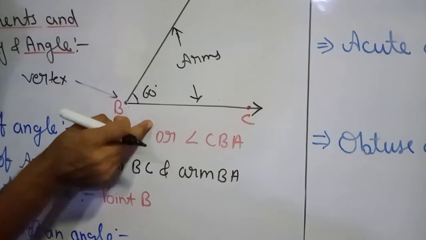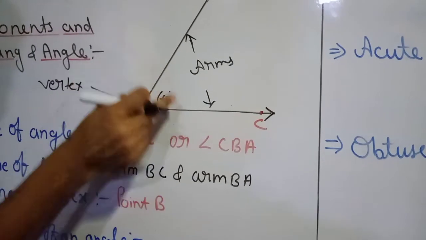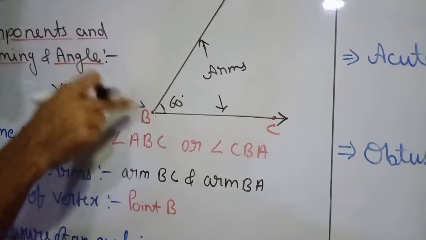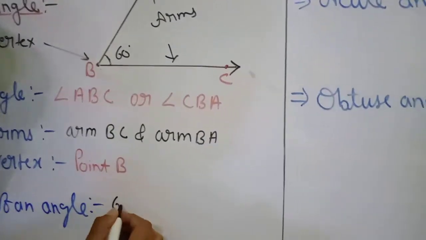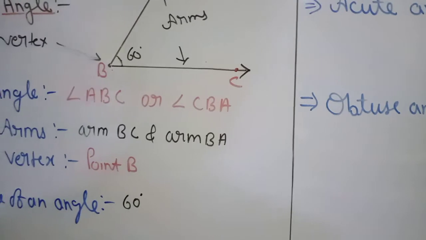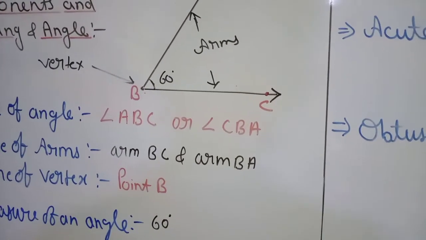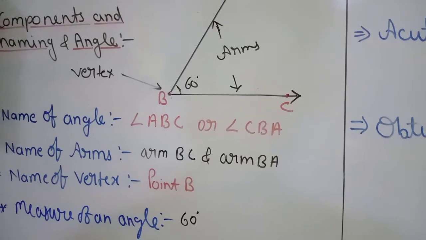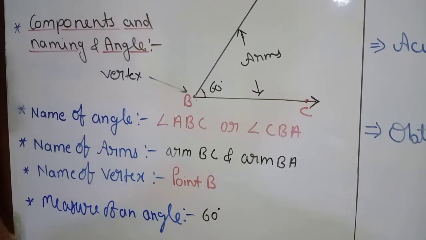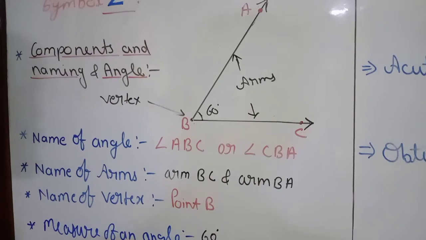So the distance between these two rays, which can be measured in degrees, is the measure of an angle. Like here in this example we have 60 degrees. The measurement of the angle is 60 degrees. This is the way we are going to name the angle and the different components of an angle.